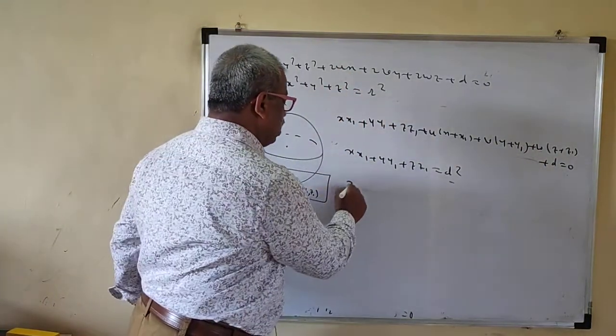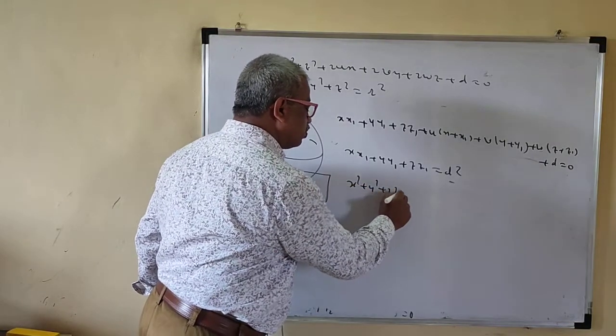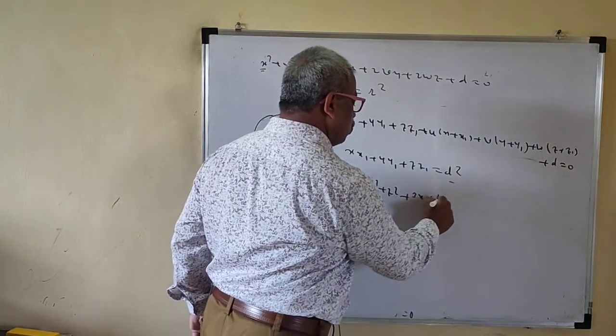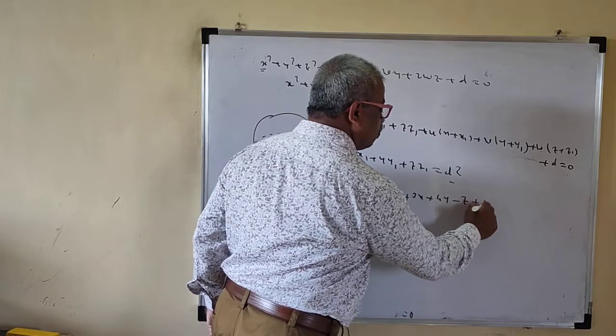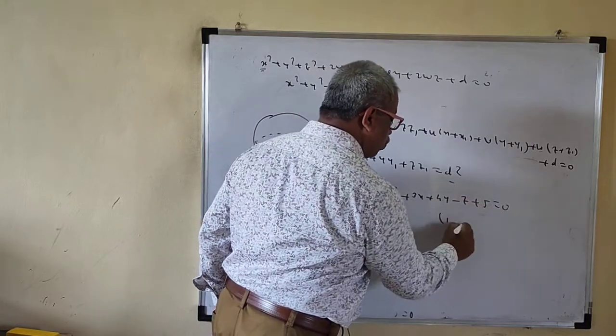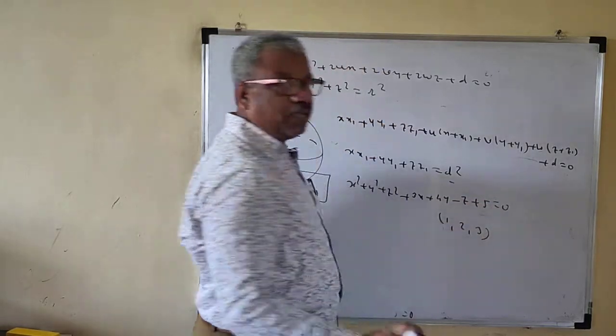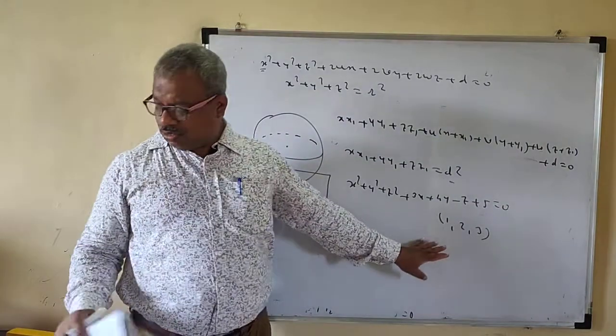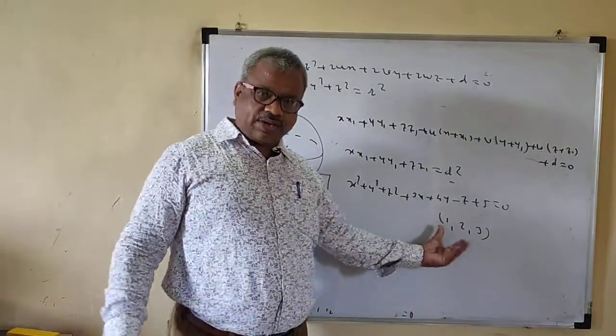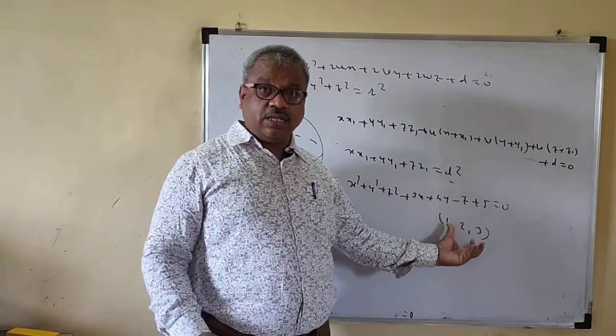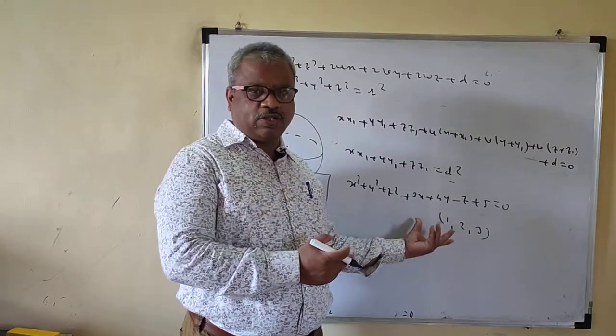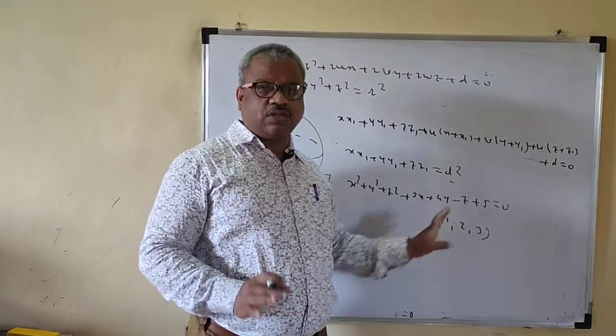So suppose this is x square plus y square plus z square plus 3x plus 4y minus z plus 5 is equal to 0. And suppose this point is on the sphere. This is just an example of a point I have taken. This point may be on the sphere or may not be. I am supposing that this point is on the sphere.